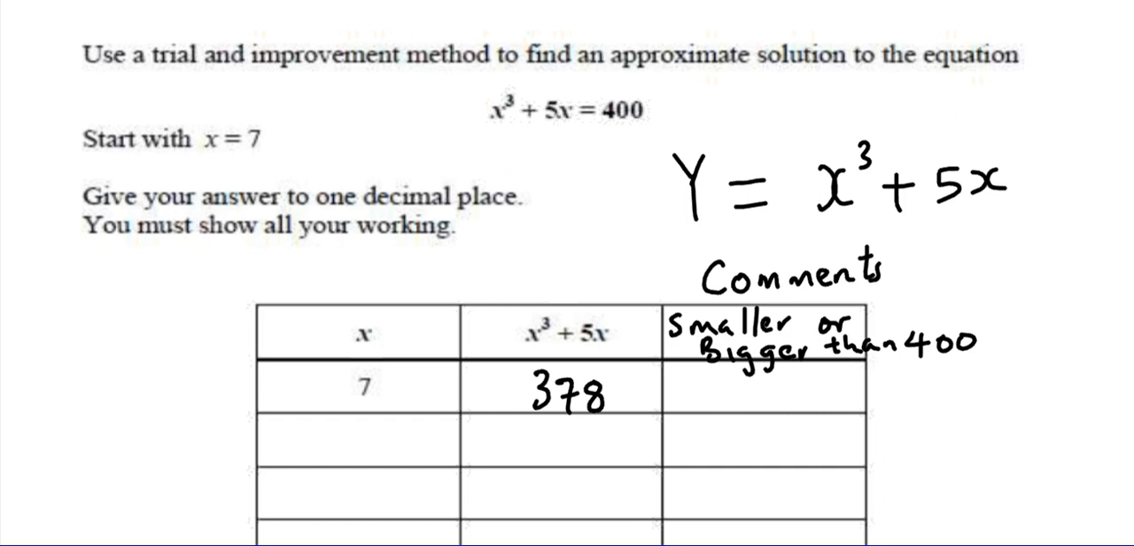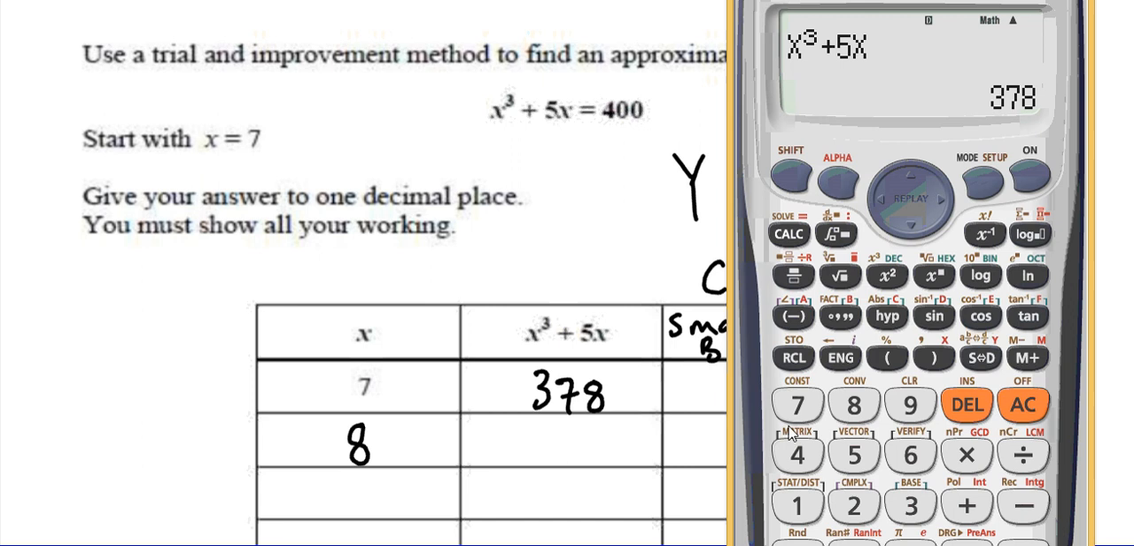Okay, let us proceed. Let us try now. We started with x equal to 7. Since we got a result which is less than 400, we have to go higher than 7. That is 8. So try x equal to 8 and see what you are going to get.